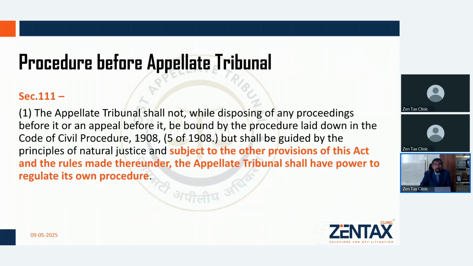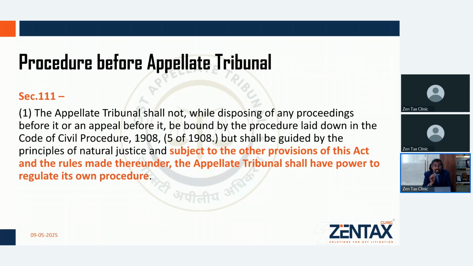The appellate tribunal shall not be bound by the procedure laid down in the Code of Civil Procedure. So what we call the CPC, the Code of Civil Procedure 1908, is not applicable to the appellate tribunal, but it shall be guided by the principles of natural justice and, subject to other provisions of this Act and the rules made thereunder, that is the CGST Act and the CGST Rules.